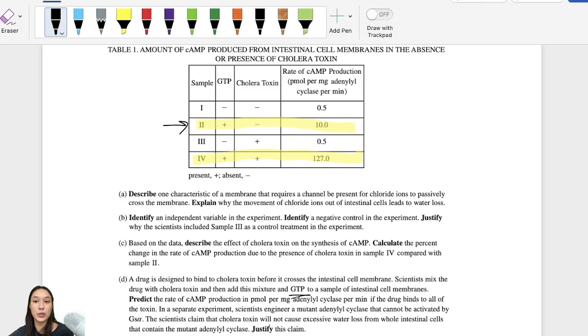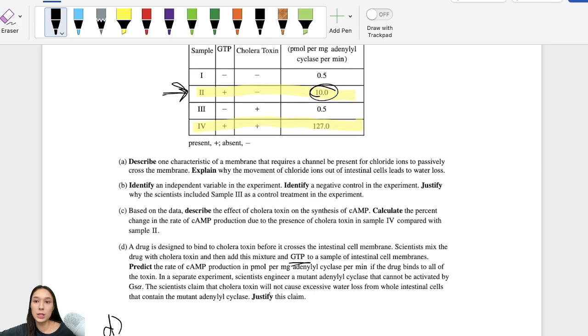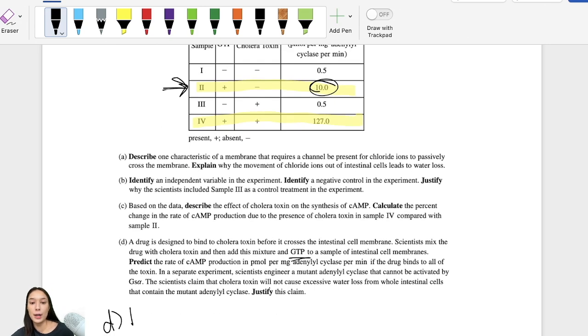So if they have you predict what the most likely rate of cyclic AMP production is, it's going to be 10 because these conditions are identical to our sample 2. They're a little bit different because in the original one they didn't add cholera toxin. In the trial that we're doing for D, we did add cholera toxin, but we basically inactivated it with the drug, which is pretty much the same as not adding it at all. So for D, the most likely is going to be 10, and make sure you add your units.